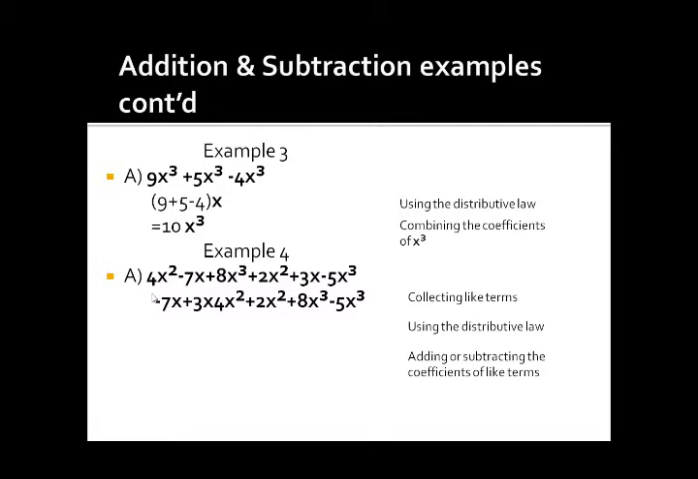So after grouping them, we can apply the same rule that we did in the previous examples, and we group the coefficients now. So this would be negative 7x plus 3x, operating on the coefficients, that would be minus 7 plus 3 x, plus 4 plus 2 x squared, plus 8 minus 5 x cubed, until we get our final answer, which is minus 4x plus 6x squared plus 3x cubed.